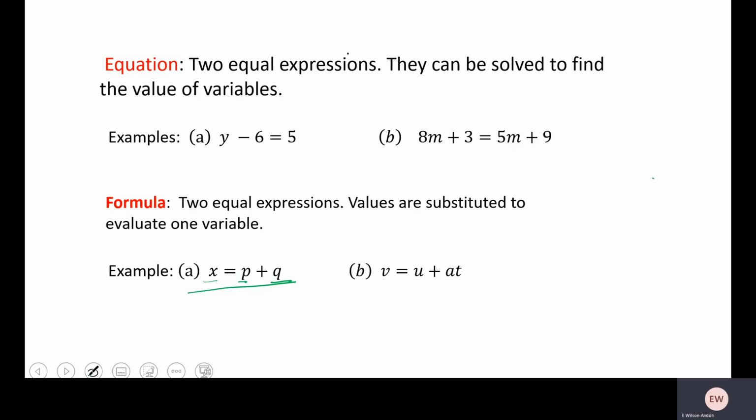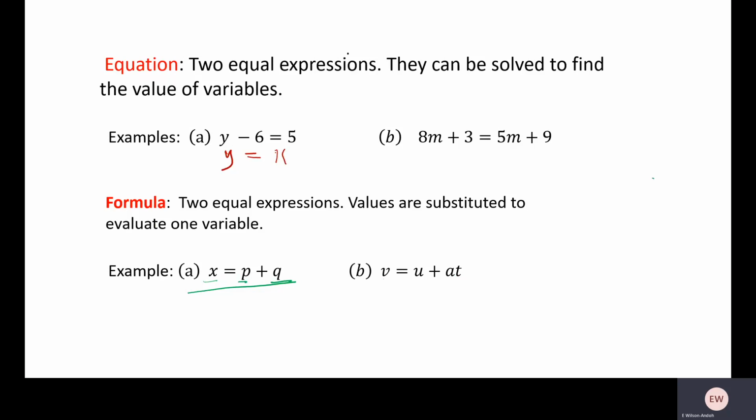So when we are asked to find the value of y, the value of y will be y equals 11, because this is -6, and when it crosses the equal sign, it becomes positive 6. So we are going to have 5 plus 6, which is equal to 11.